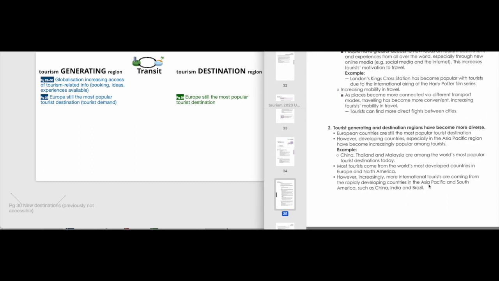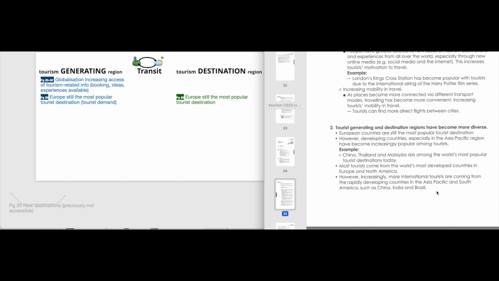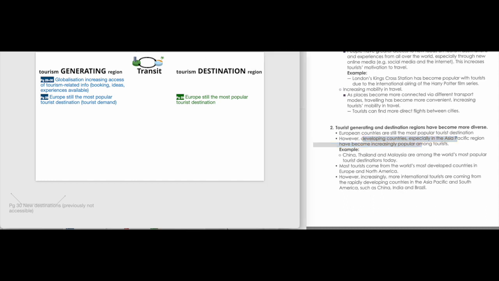This part over here: there are more tourists coming, developing countries, especially in the Asia Pacific region, have become increasingly popular with the tourists. Where will you put them? Is it due to changes to TGR or TDR? Pause and decide.